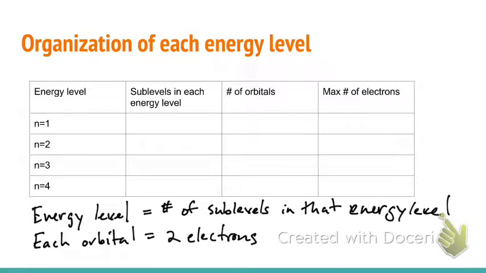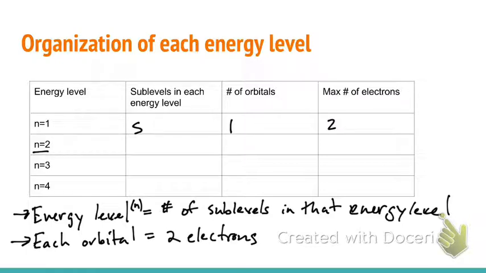For example, in the first rule, in the first energy level, since it's energy level number 1, so this is the N value, you can only fit 1 sublevel. In the second energy level, N is 2, so you can fit 2 sublevels; in the third, 3 sublevels; in the fourth energy level, 4 sublevels. The sublevel that is filled first is the lowest energy, and if you remember from the previous slide, the lowest energy is S. Since in the first energy level N equals 1, there's only 1 sublevel, and the S has 1 orbital. Remember, within each orbital there are 2 electrons, so the max number of electrons is 2. This makes sense because in the Bohr model, you can only fit 2 electrons in the first shell anyway.